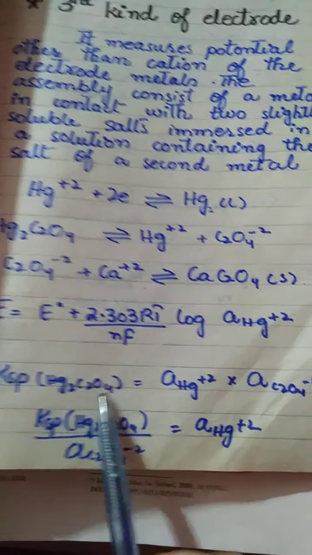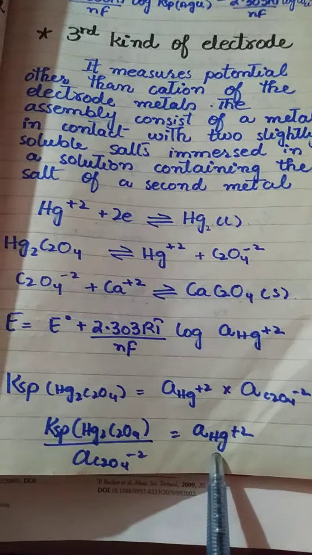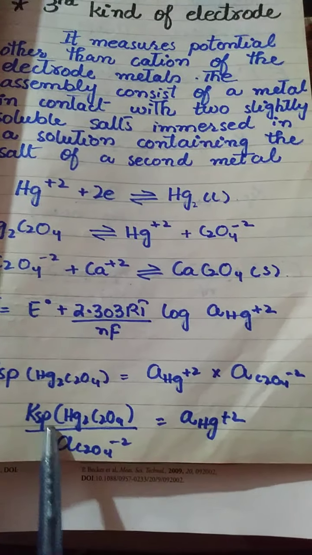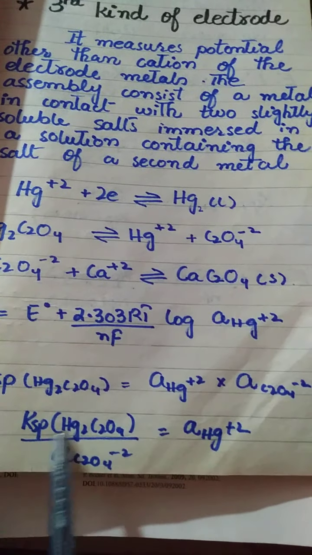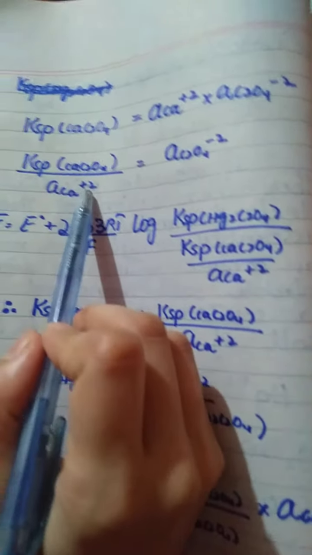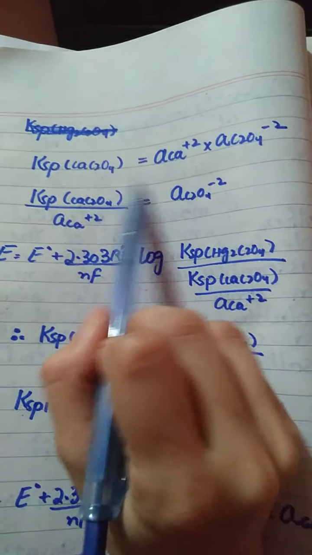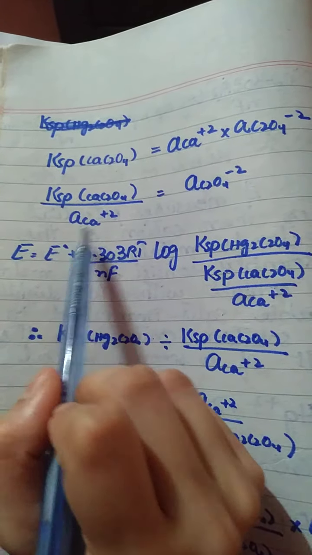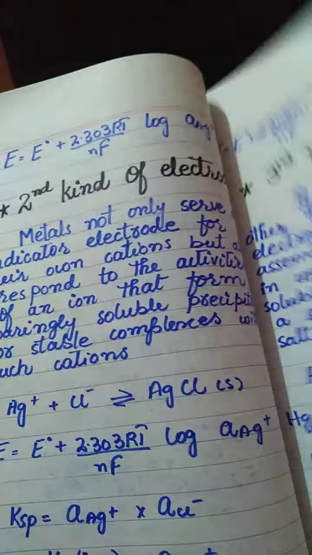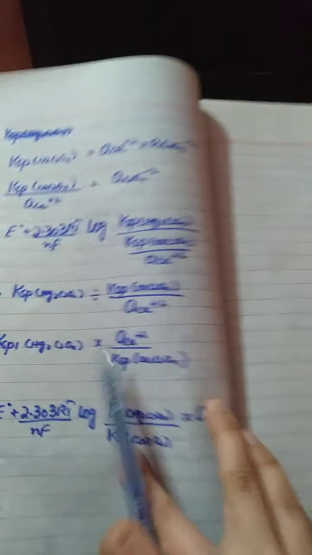Ksp of mercury oxalate is written here. So if we want to separate this, it will go here, and the activity of mercury ion would be equal to Ksp of mercury oxalate upon activity of this anion, and this activity of anion can be replaced by this expression. Here we have simplified this, isolating this, and this anion is equal to Ksp of calcium oxalate upon activity of this cation. So we will put these values in this equation, and we will get this form.